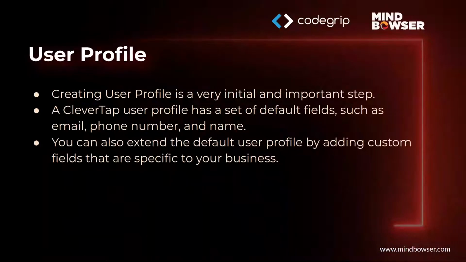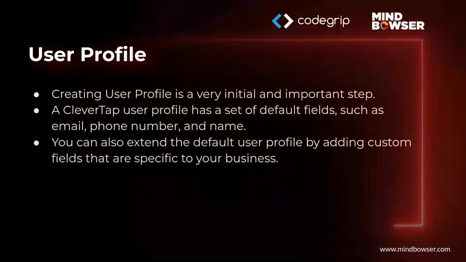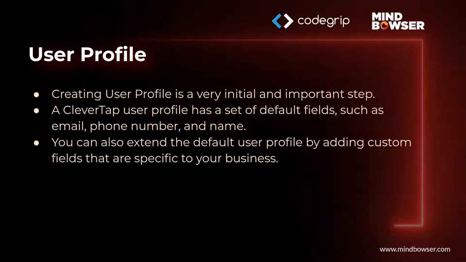So first is user profile. After integrating CleverTap, a user profile is created for each user using the application. Creating a user profile is an initial and very important step, as all other core concepts like events, campaigns, and segments are correlated with the profile. If a user does not have a profile on CleverTap, we cannot send his events, and hence we cannot create the campaigns. We cannot create the segments, and we cannot send notifications to that user.